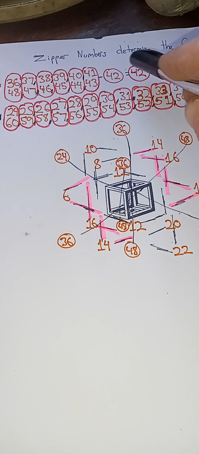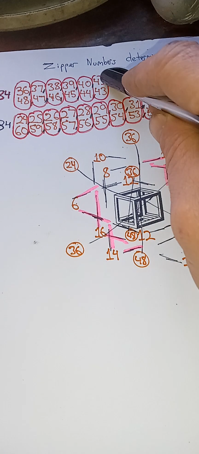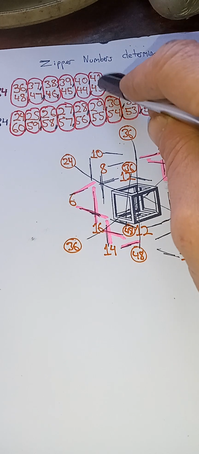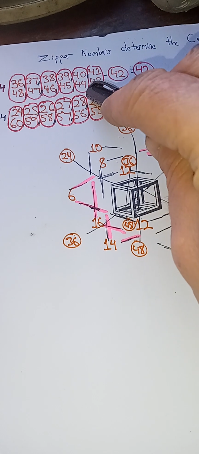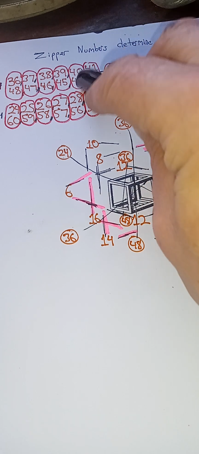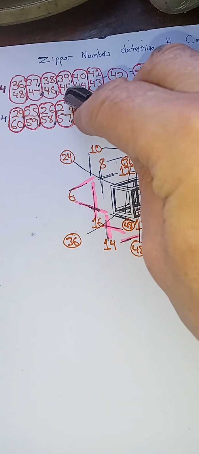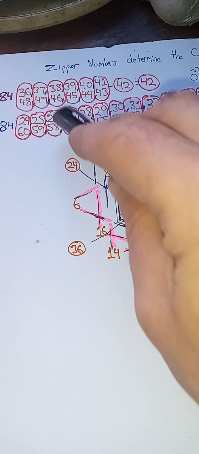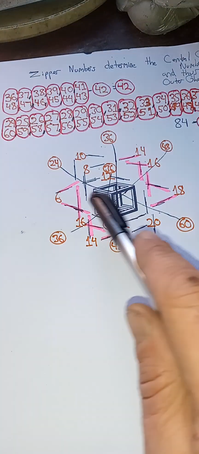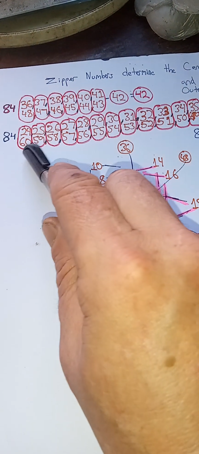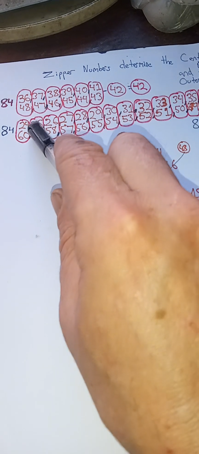Or you could have just said 1 plus 3 is 4, 4 plus 4 is 8, 84, 4 plus 0 is 4, plus 4 plus 4 is 8, 84, and all these are all 84s. And you subtract 42 from 84, which would again give you the central ghost number. That's one instance.